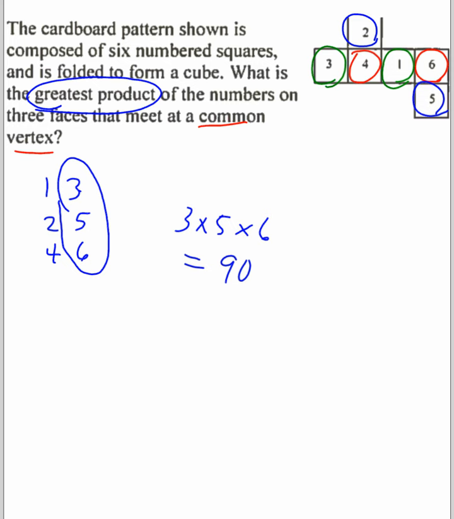I might suggest that you grab a cereal box or Kleenex box and really put the numbers on it and try this out, because if you have it in front of you, you're going to see how it works.